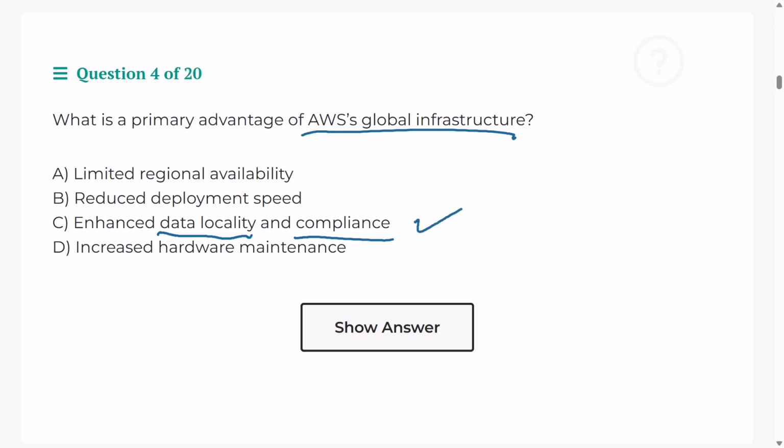Let's look at D, increased hardware maintenance. I don't think anybody would think of that as an advantage. And certainly, the fact that AWS is managing the infrastructure does not increase your hardware maintenance, it radically lowers it. You don't have to manage any of the hardware that's involved in the architecture in AWS Cloud. That's all AWS's responsibility. So our right answer is indeed C. Enhanced data locality and compliance is a primary advantage of AWS's global infrastructure.